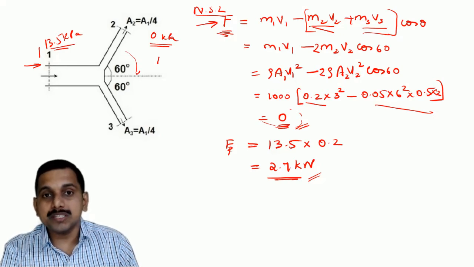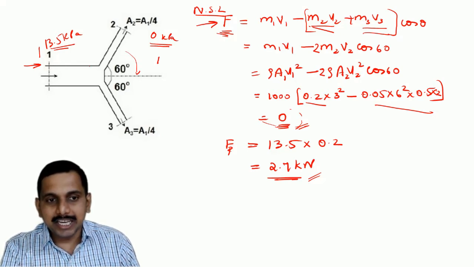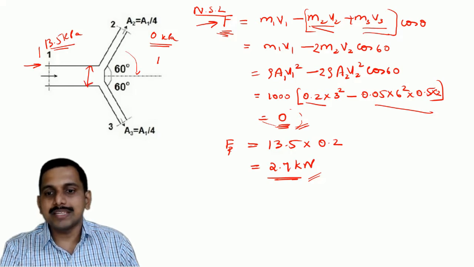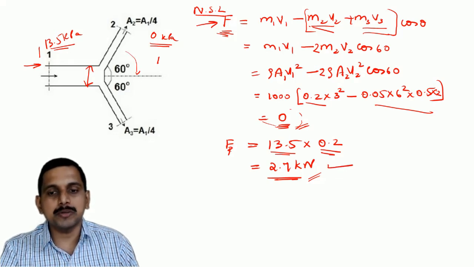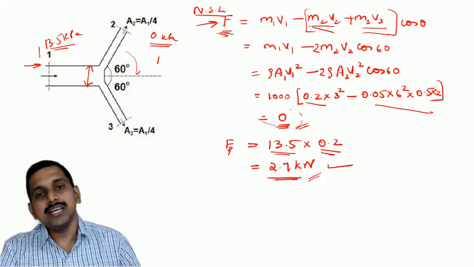So the force that is coming on this is this, into the area over here. The area is given as 0.2 and the gauge pressure is 13.5. This force comes into picture and that is what is asked in the question paper.